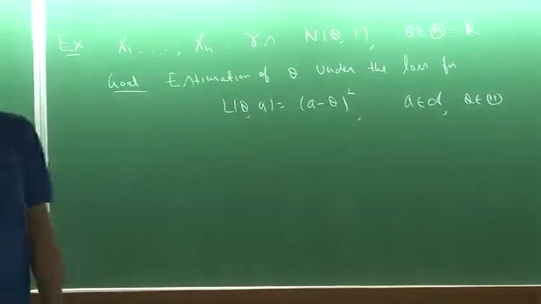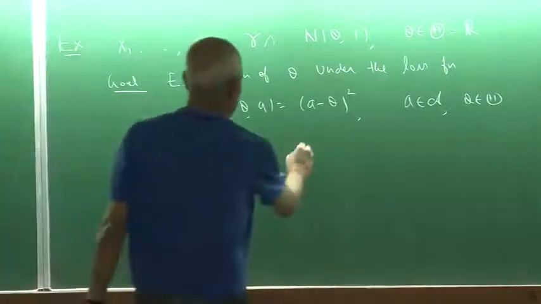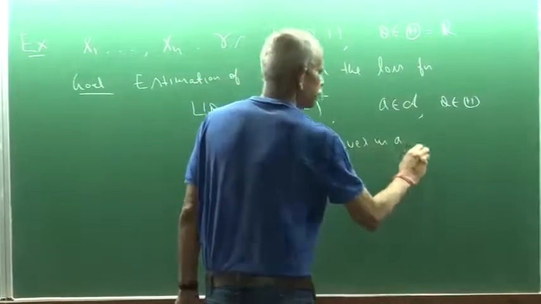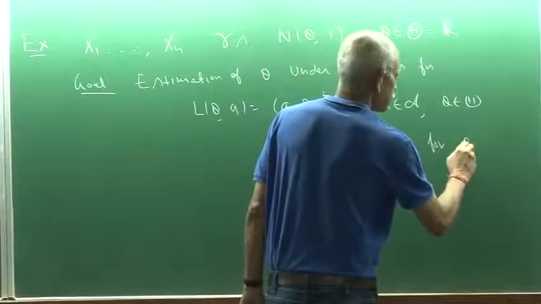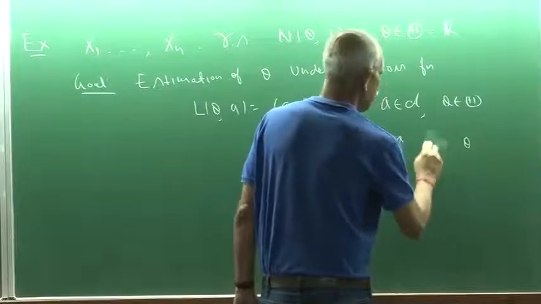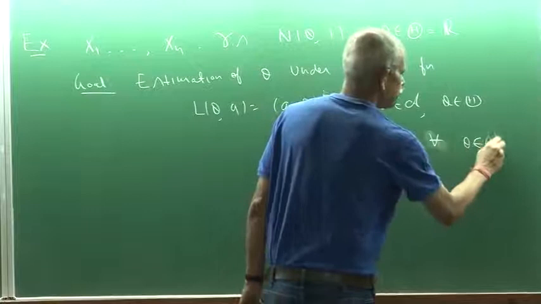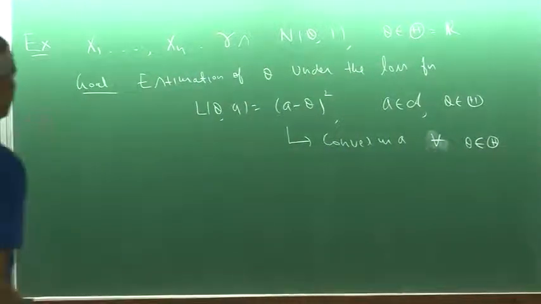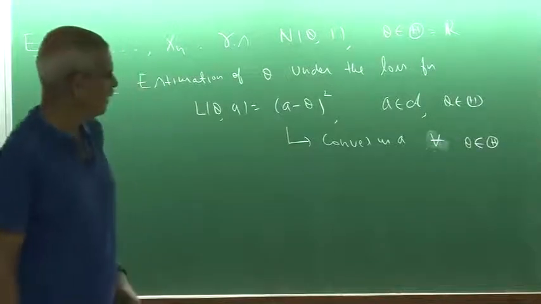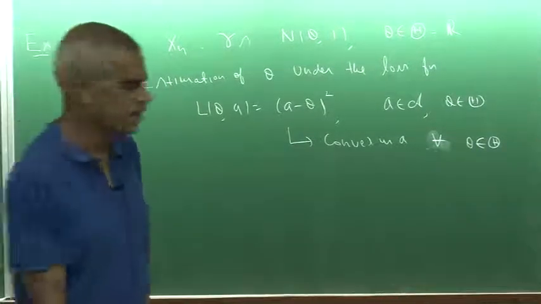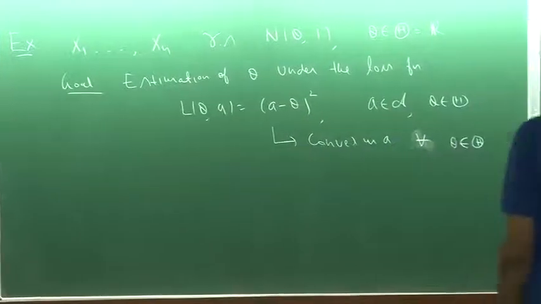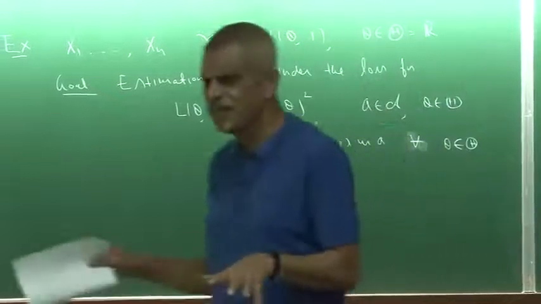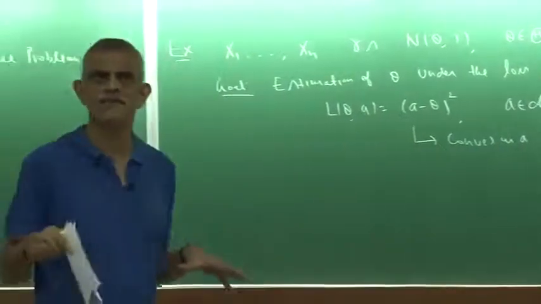Now, the square error loss function is always convex in A for every theta. This is straightforward to verify. You can just take the derivative with respect to A for every fixed theta. The double derivative is 2, which is positive, so it is convex in A for every theta belonging to Theta. Now you know that if your loss function is convex, then your life has already become very simple.